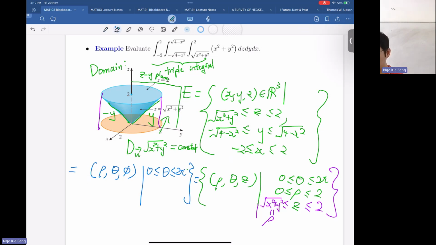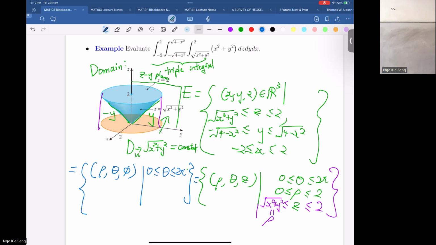radius? Is radius easier to see? Or phi easier to see here? What do you think? Which one is easier to see? I think phi is easier to see, right? Phi controls what? Phi is the angle from where to where?